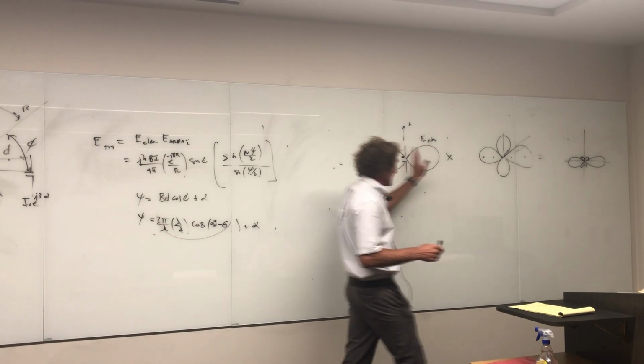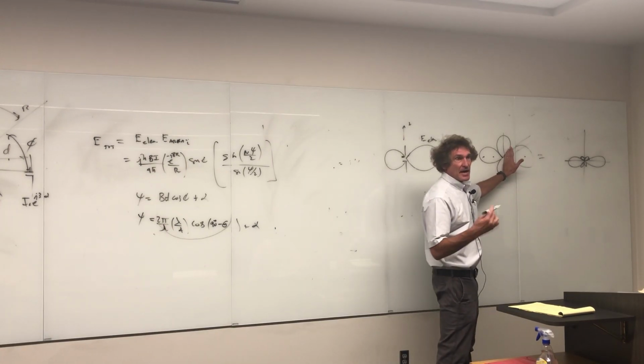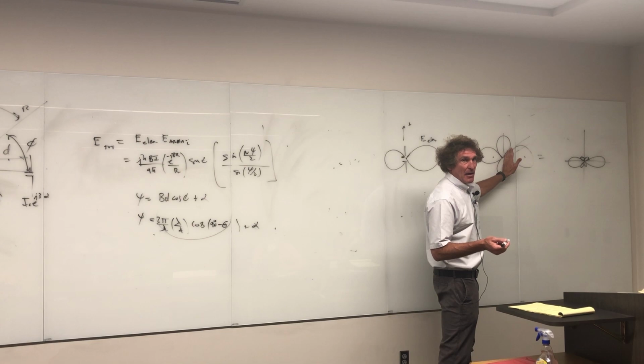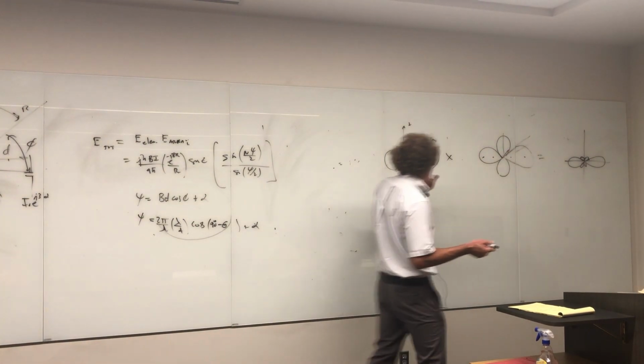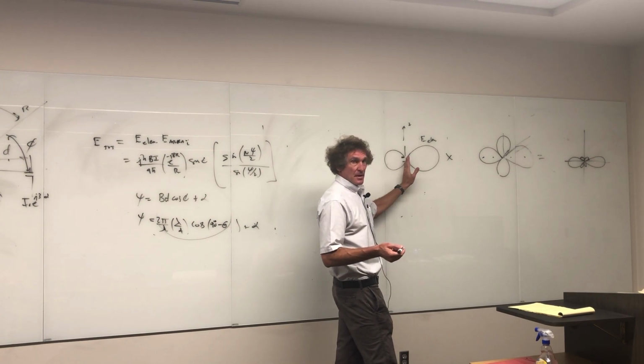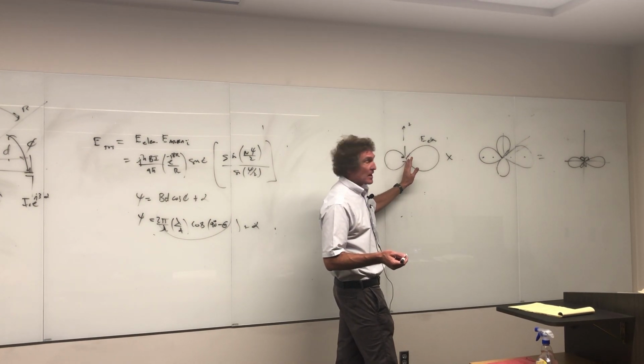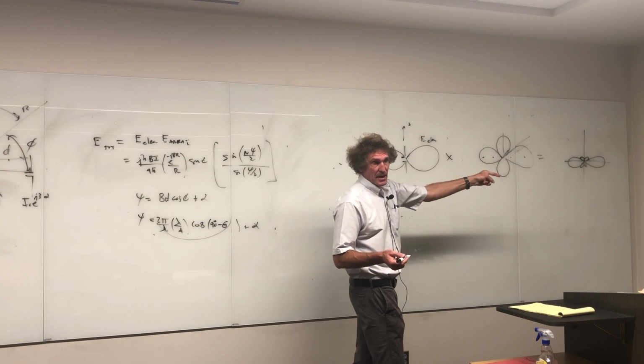You think in terms of multiplying this times this. And if I had a question, how much power is radiated in the z direction? Just by looking at this, you know it's 0, right? Where is the maximum power going to be radiated? It's going to be at 90 degrees to it.